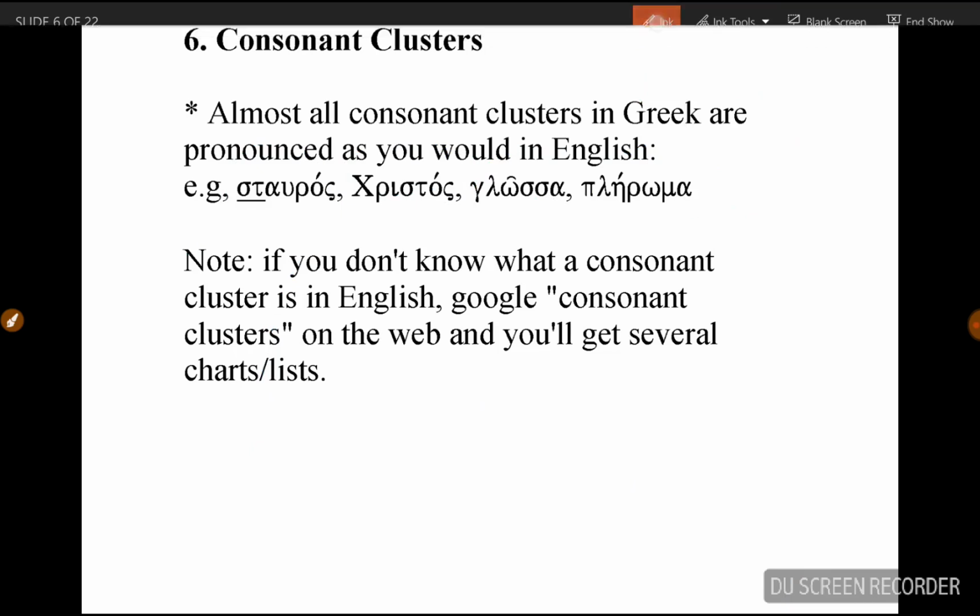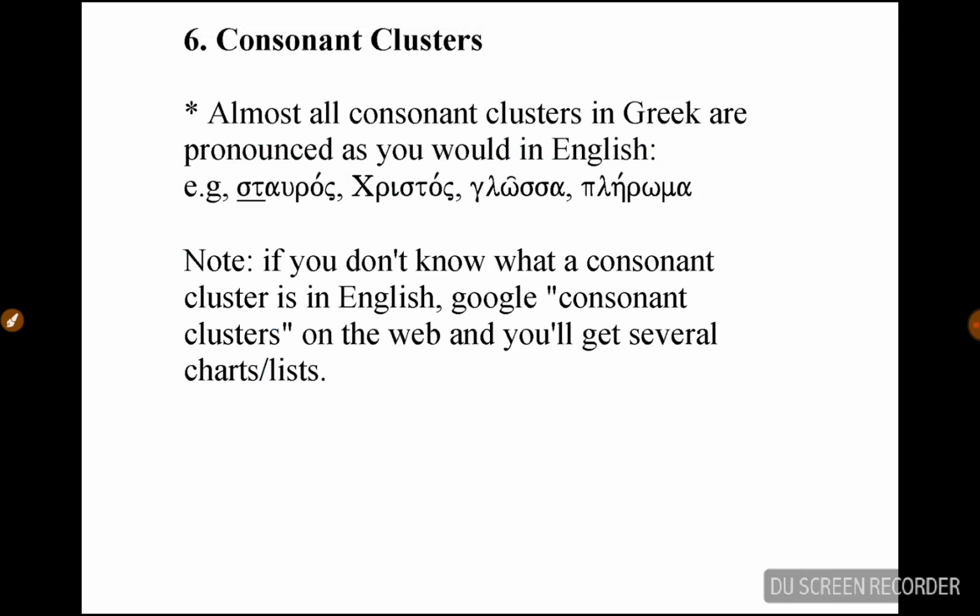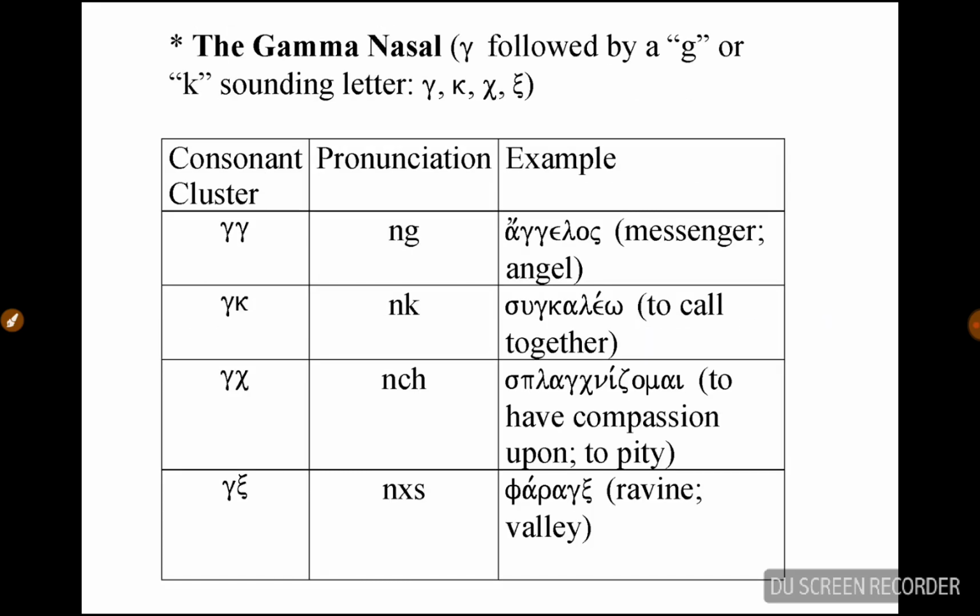Now, are there any clusters that are unique to only Greek and not English? And the answer is yes. There's a set of consonant clusters that you will never see in English, but they occur frequently in Greek. And this set of consonant clusters is what we call the gamma nasal.